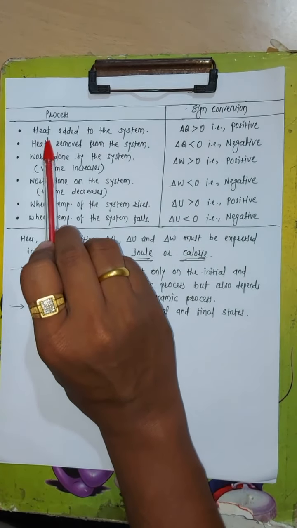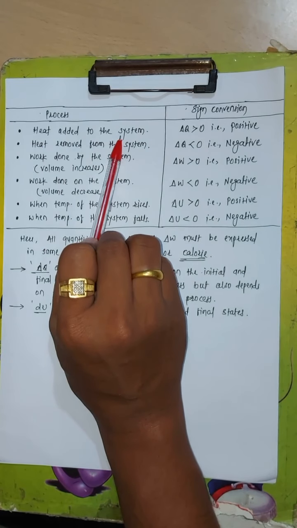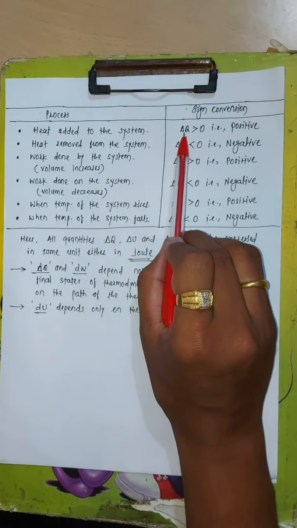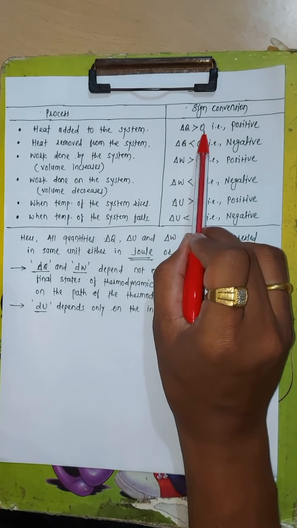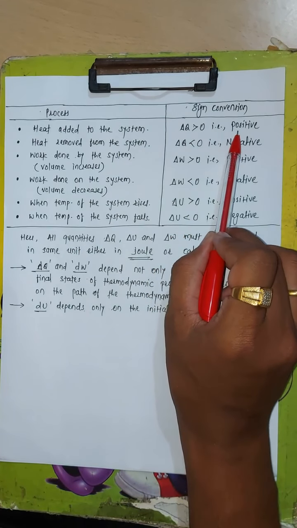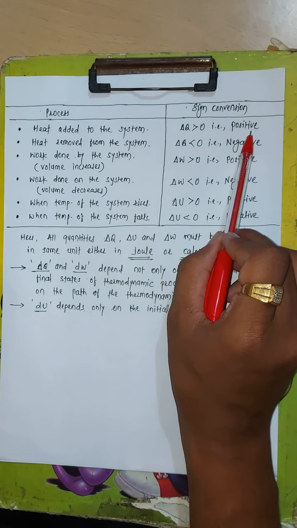If heat is added to the system, then we consider its sign convention as delta Q greater than 0, that is, the heat is positive.